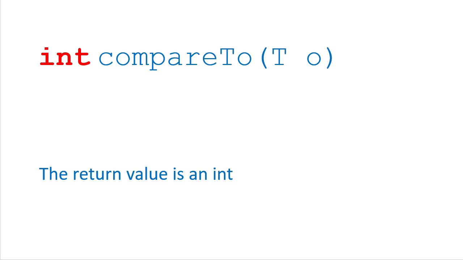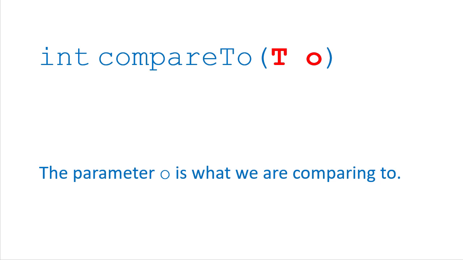The return value of compareTo is an int, and we're going to use that to determine the ordering of the items we're comparing. And the parameter O is what we're comparing to.